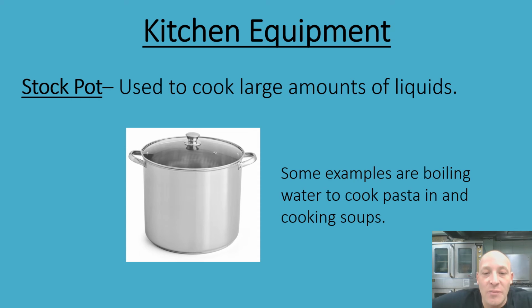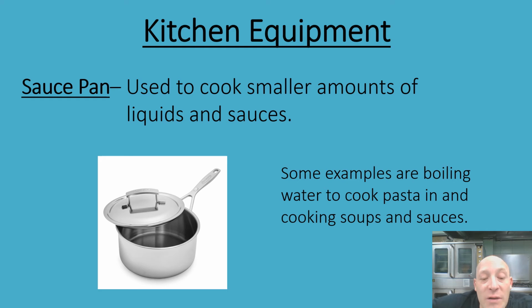This is called a stock pot. It's large and has two handles. It's used to cook large amounts of liquids. Some examples are for boiling water to cook pasta in and to cook soups. This is called a saucepan. It's used to cook smaller amounts of liquids and sauces. Sometimes you do small amounts of pasta or small amounts of soups and sauces.